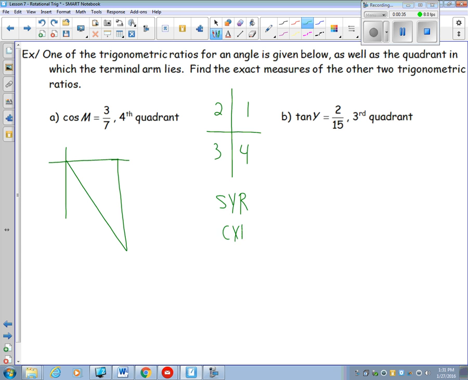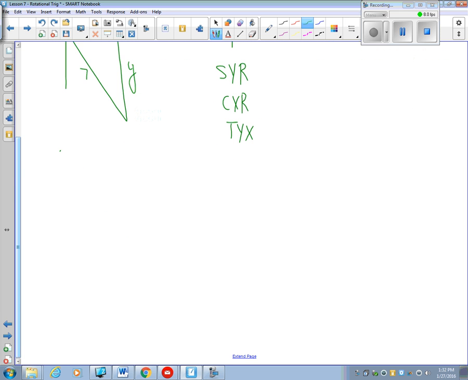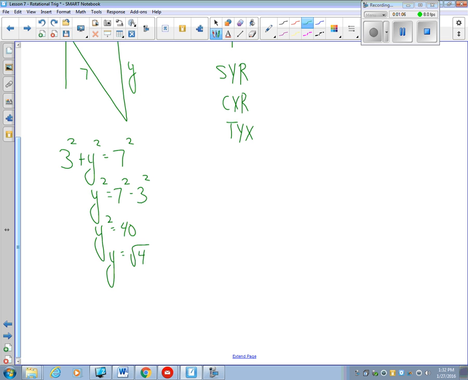So if we think about Sir Sixer-Tix for a second, the cos ratio says x over r. So x has to be 3 and r has to be 7. The only thing we're really missing is our y value. We know this is a right angle triangle, so we can use the Pythagorean idea of a squared plus b squared equals c squared. In our case, 3 squared plus y squared equals r squared. If we rearrange that, we get 7 squared minus 3 squared. So y squared is 40, and y is the square root of 40.